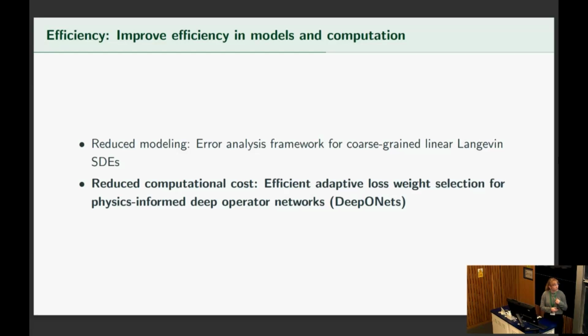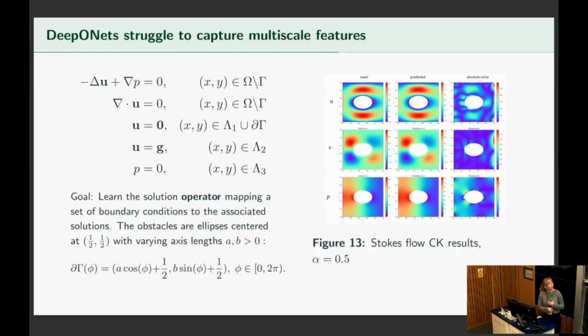And physics-informed DeepONets are even more challenging to train than physics-informed neural networks, but they're seen as very attractive because operator learning without needing access to any data is very attractive. As an example, DeepONets in particular struggle to capture multiscale features. So this motivating example is potentially more of a fluid dynamics example, but it is 2D Stokes flow, where we're tracking the flow from an inlet to an outlet around an obstacle, and we're trying to learn the solution operator mapping a set of boundary conditions to their associated solutions.